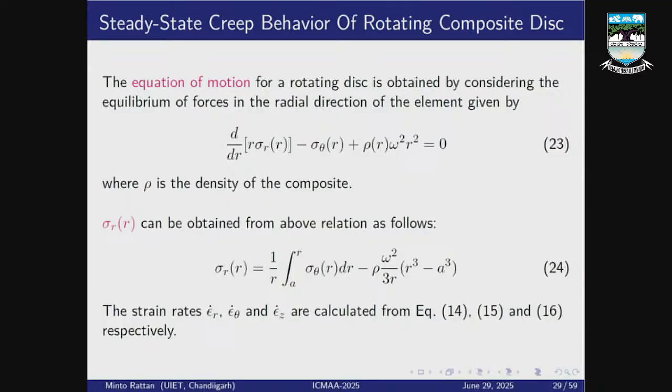Knowing the tangential stress distribution sigma theta from the previous equation, values of sigma r, that is radial stress along the radius, can be obtained using the given formula. Thus, knowing the values of radial and tangential stresses, we can calculate the radial, tangential and axial strain rates from the constitutive relations already given by equation numbers 14, 15 and 16 respectively.